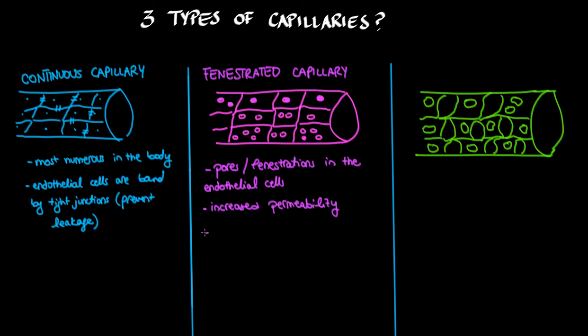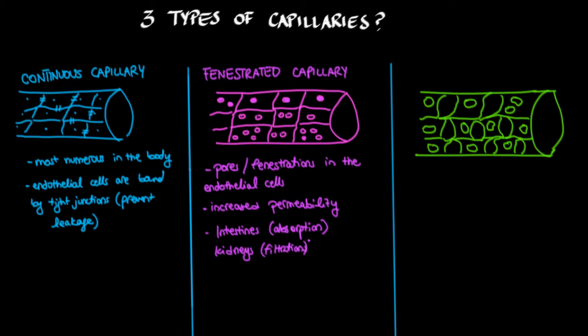So why would we need such a capillary? Well, in areas where you need absorption, such as the intestines for absorption, as well as the kidneys for filtration of blood. These are two examples where having fenestrated capillaries is an advantage because it would allow absorption by the intestines or filtration of blood at the level of the kidneys.